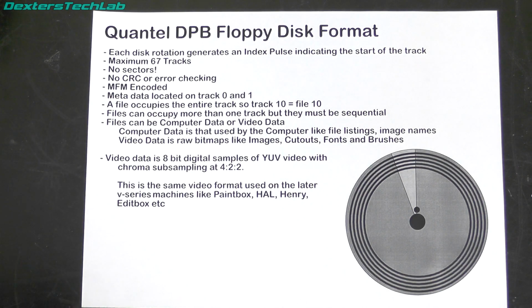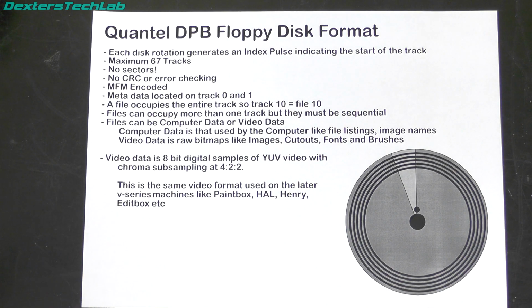As I just said, there are no sectors on a DPB disk. There is also no CRC and error detection information, so the data is just written straight on and there's no way to tell whether it's come off properly or not. The data is MFM encoded, that's the same with all floppy disks. Now in terms of the actual format, tracks 0 and 1 contain metadata, and that is generally things like the track listing, things like that.